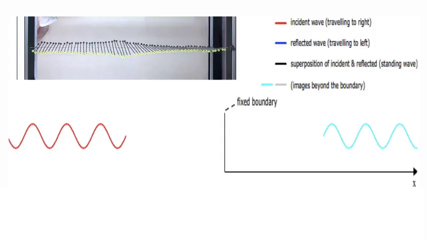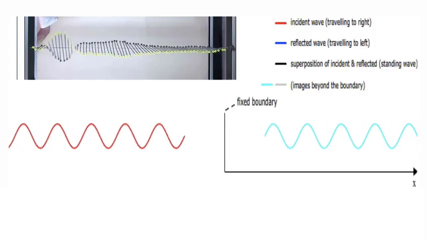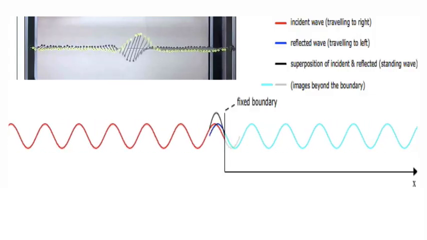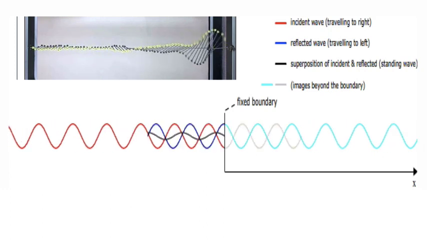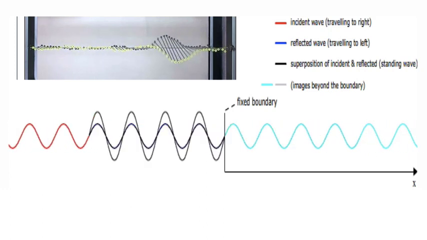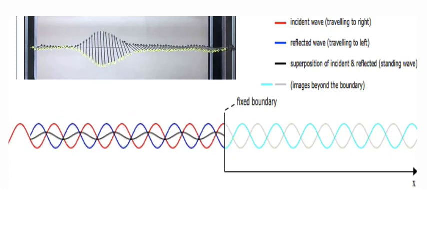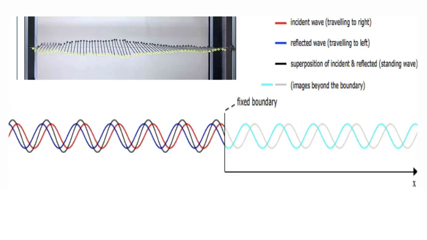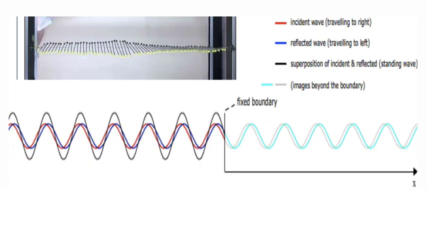Let's now look at the reflection of a sine wave at a fixed end. Here's the wave machine with a sine wave travelling along meeting the fixed end. In the cartoon, we can also show the inverted wave appearing magically from beyond the fixed end.